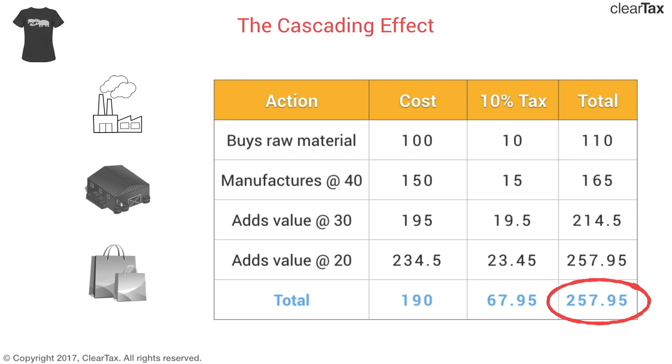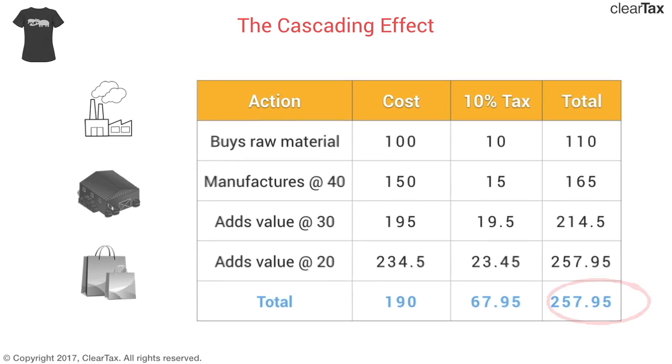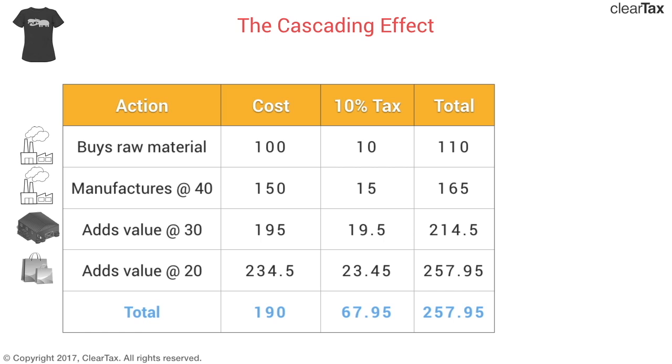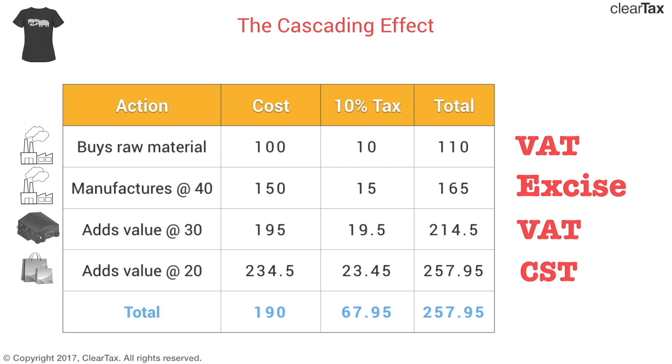To this, a tax of 67.95 is added. Let's try and understand the taxes better. Now, when the manufacturer buys raw material, the tax he's paying is VAT. In the second stage, after manufacturing, the tax is excise. In the third stage, when he sells it to the wholesaler, he is paying VAT, and the retailer is paying GST. Now that our example is set, we are going to understand what the cascading effect really is.